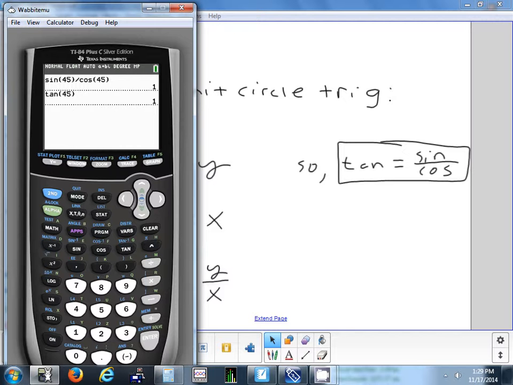Okay, that's a special angle. Let's try one that's not a multiple of 30 or 45. 26. Okay. So let's take the sine of 26 divided by the cosine of 26. Okay, you get that. Now take the tangent of 26. Same thing. So if you take the sine of an angle, any angle, divide by the cosine of it, you'll always get the tangent.